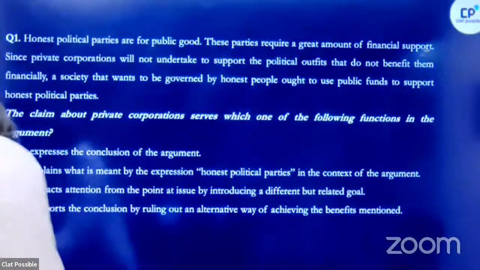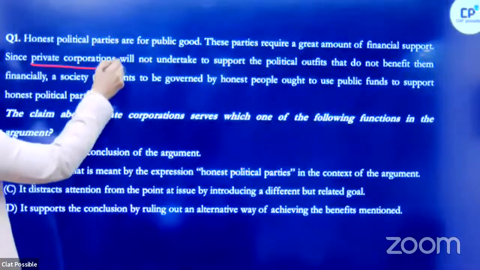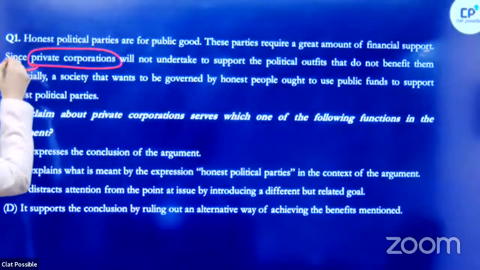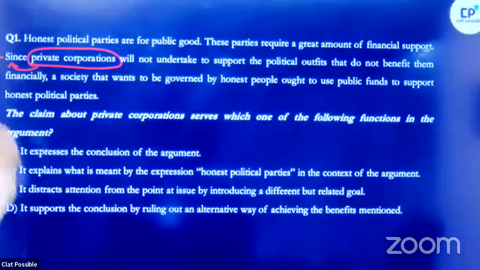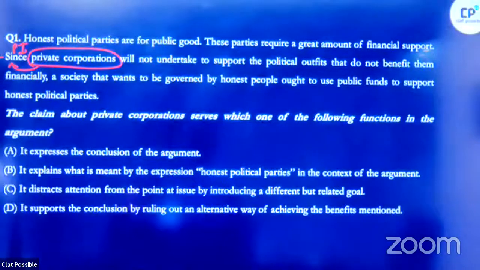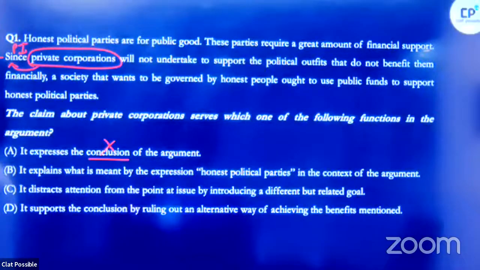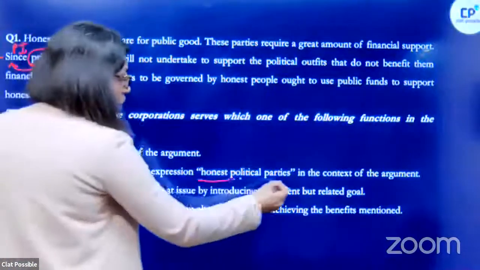Private corporation is written after the word since. Since is a premise indicator. That means it is definitely not the conclusion. Look at how I'm using keywords to answer. It's not the conclusion. It is not explaining honest political parties.